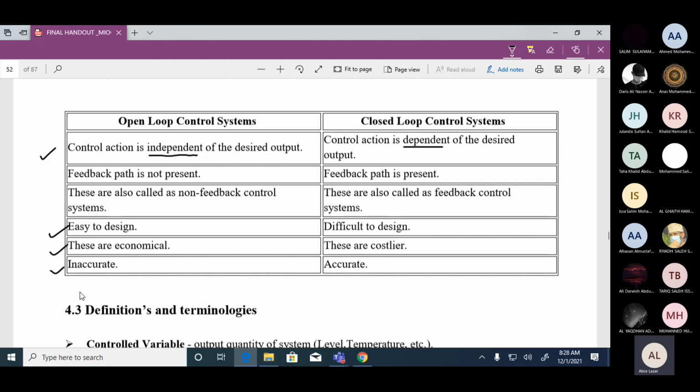I'm adding one more point here. The control action is dependent on time, whereas here the control action is independent of time.